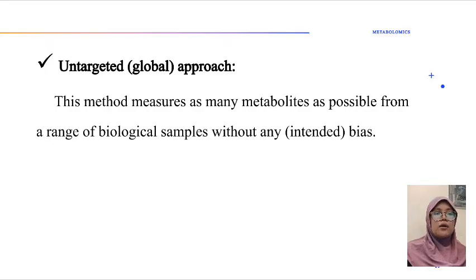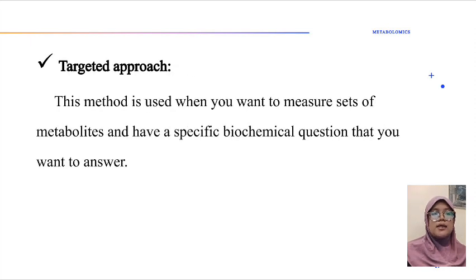In the untargeted or global approach, this method measures as many metabolites as possible from a range of biological samples without any intended bias. In the targeted approach, this method is used when you want to measure sets of metabolites and have specific biochemical questions that you want to answer.